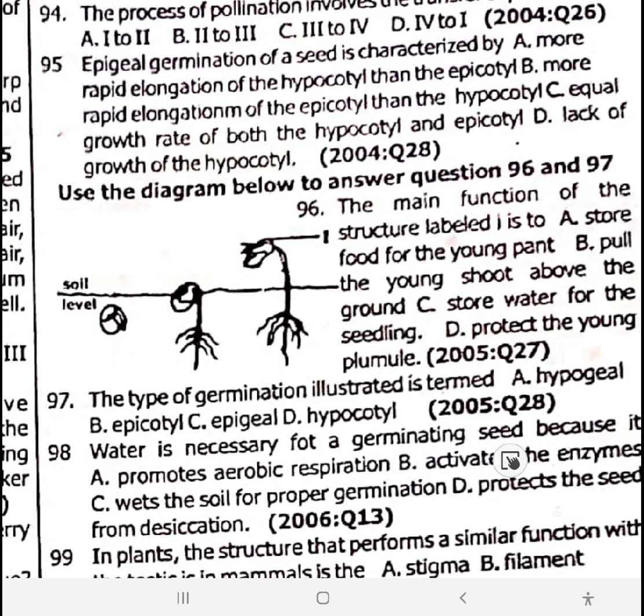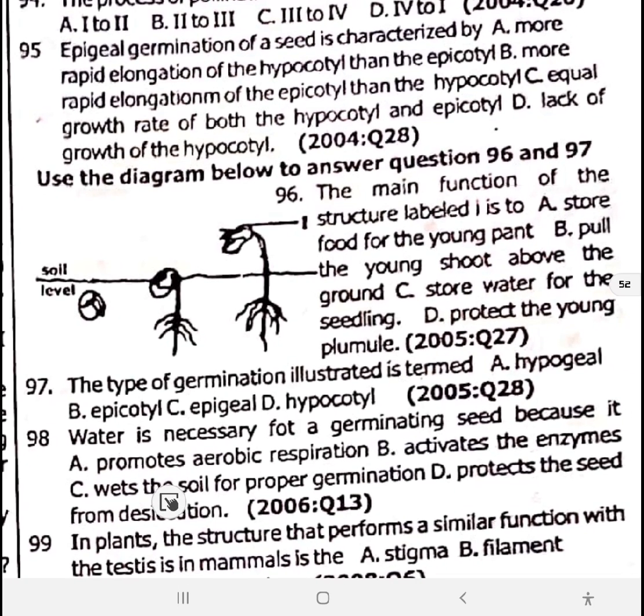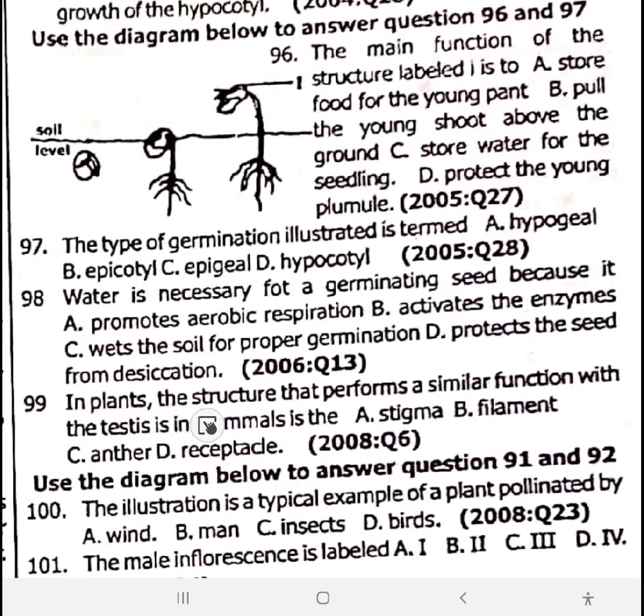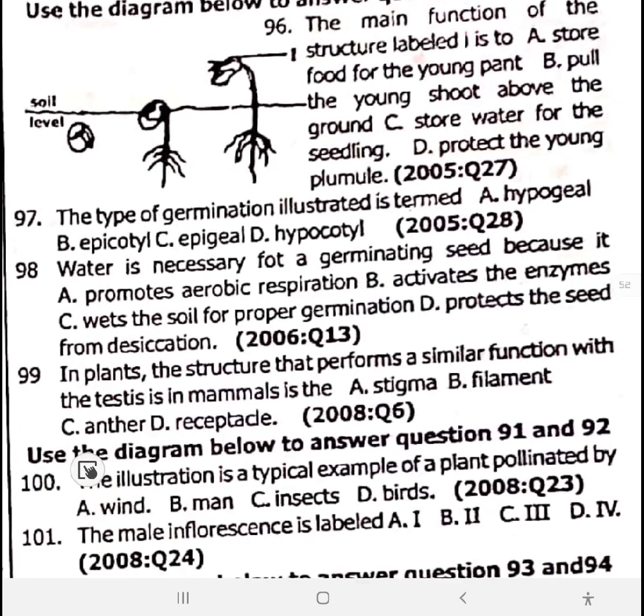97. Let's see. Because the cotyledons are brought above the soil, we say it is epigeal germination. Option C. Water is necessary for germinating a seed because 98. We touched this one before. Not because it's the wet soil, but because it activates the enzymes. Option B. 99. In plant, the structure that performs a similar function with the testis in a mammal is the testis. 99 is option C. The anther. It contains the male reproductive gamete.